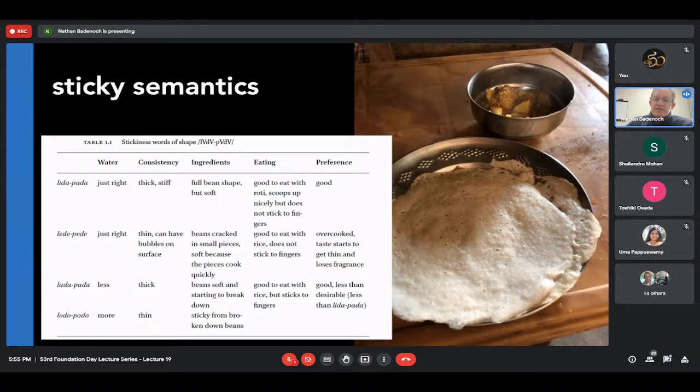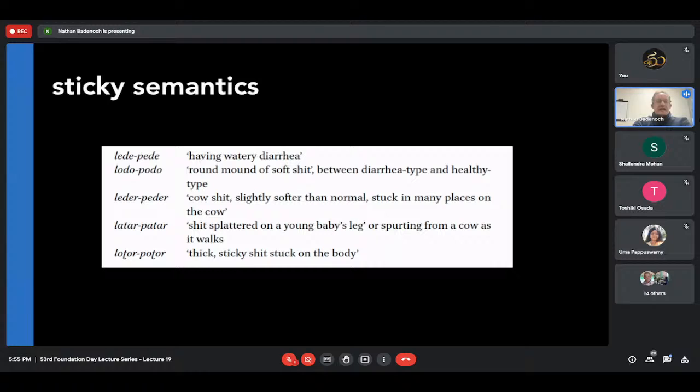This became even more clear when we realized that many of these expressives that are used to depict dal actually are often used with words of bovine defecation, shall we say. So lede pede, the soft, more watery dal, can also be used to depict a watery type of diarrhea. And many variations on the same consonant setup with vowel mutation depicted a very different but very rich array of different types of imagery that have to do with cows and their defecation or children. And so it was interesting to imagine how something that was used so commonly for one of the main food items that is eaten would share this area of semantics.